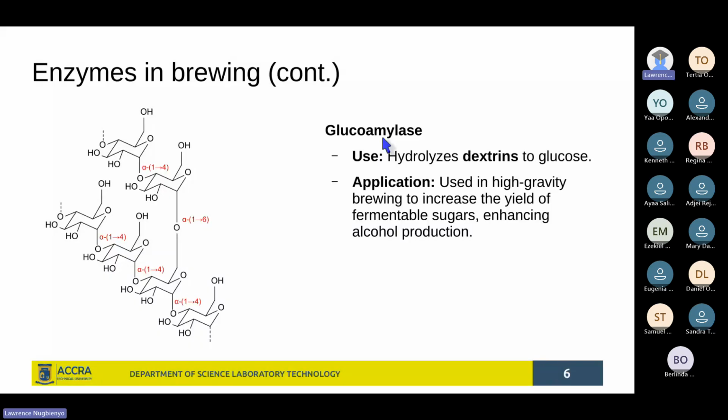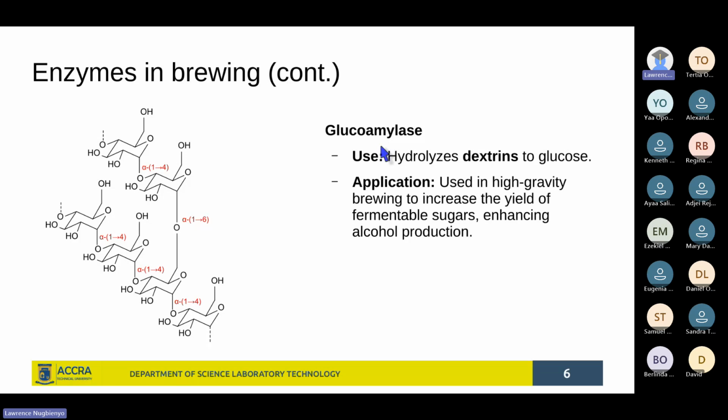So that glucoamylase will also take care of the 1,6 glycosidic bonds that form in dextrins, so that can also be broken down into glucose and then can undergo the process of fermentation. Now, you see these enzymes we are talking about.